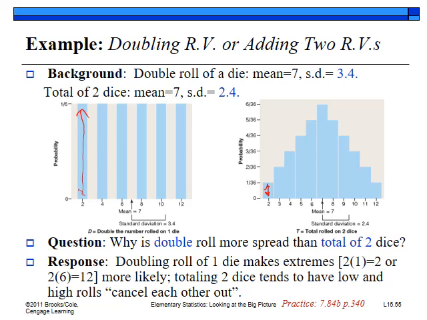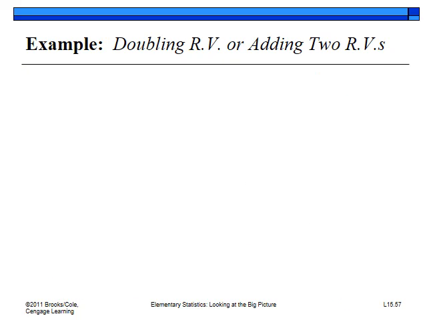That's why the spread for doubling is bigger, because those extreme values are more likely. For the sum of two dice, more of the area in the histogram is clumped together near the middle than what we see over here with the doubling. That's a really important point.